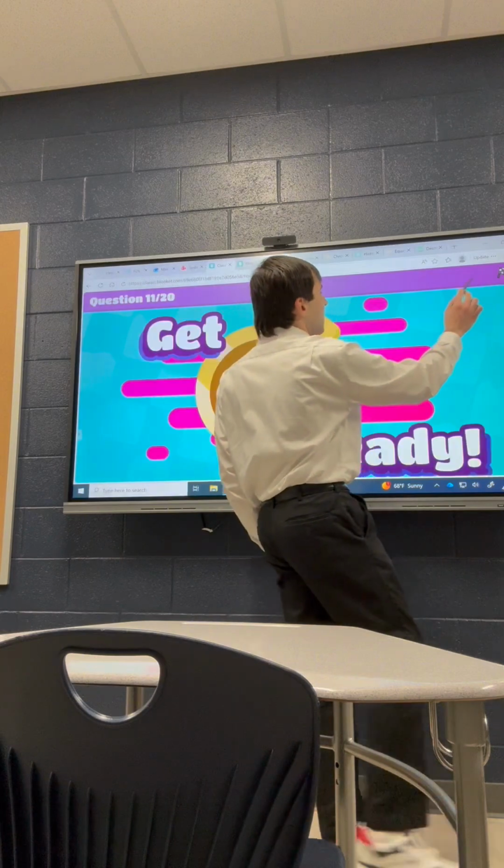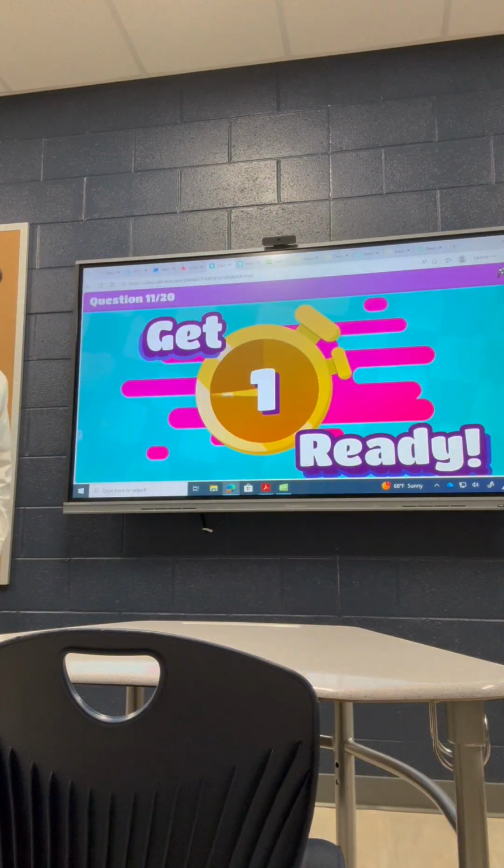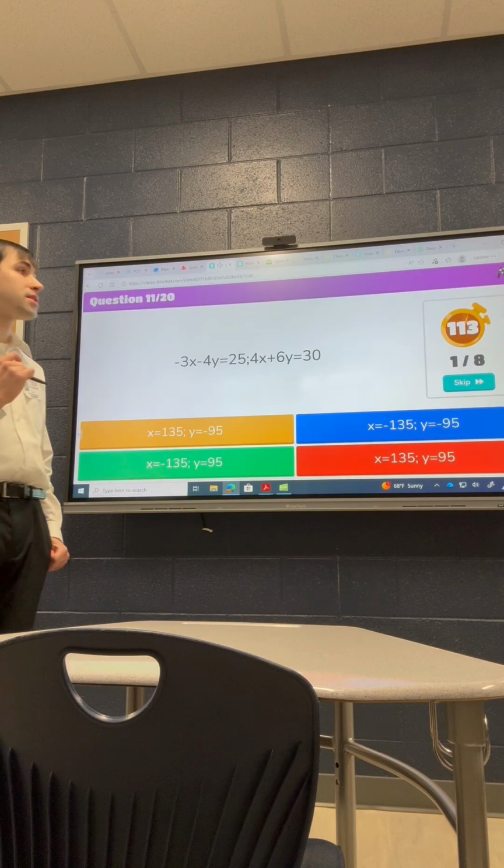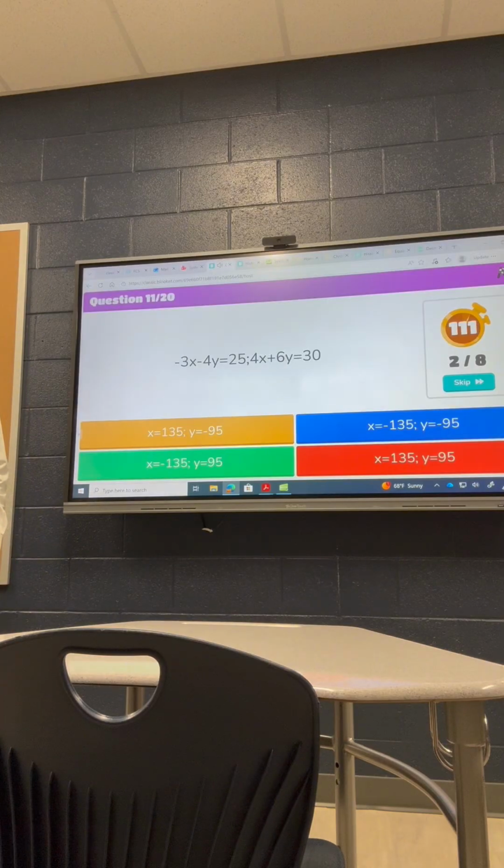Nice. Hold up. 3, 1. Negative 3x minus 4y equals 25, and 4x plus 6y equals 30. Try to get the variables. Guys, try to get the variables as low.